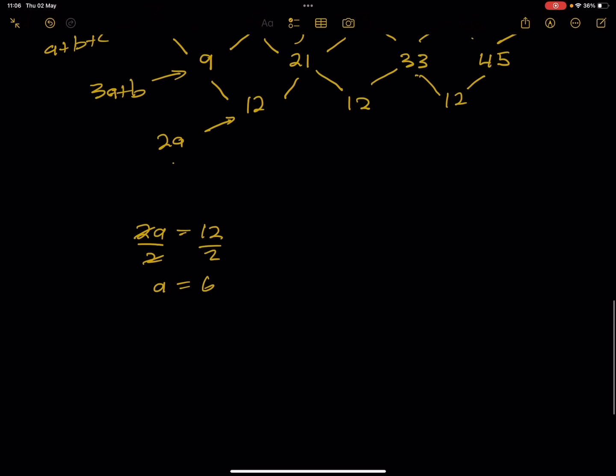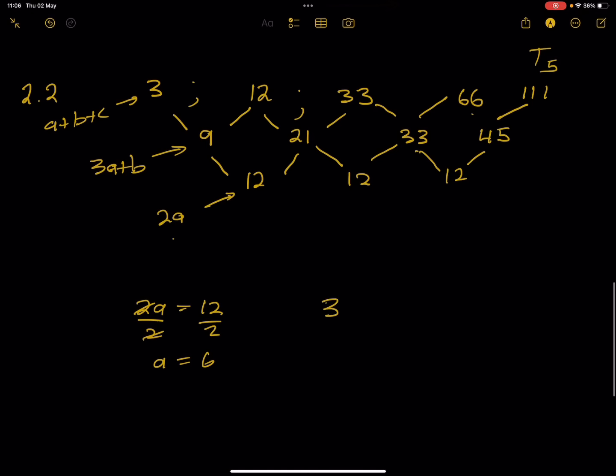Right, and then what about our b value? That will be 3a plus b is equal to 9. So that will be b is equal to 9 minus 3 times, we know what our a value is, our a value is 6. Okay, so that's 9 minus 18, so that should be minus 9. Okay, right, so that's our b value.